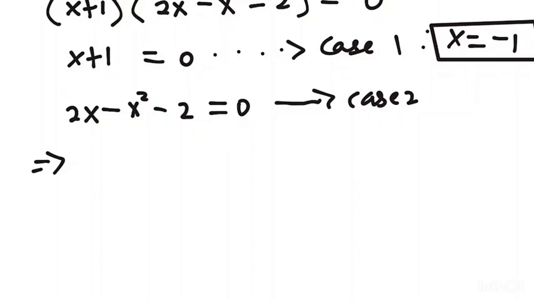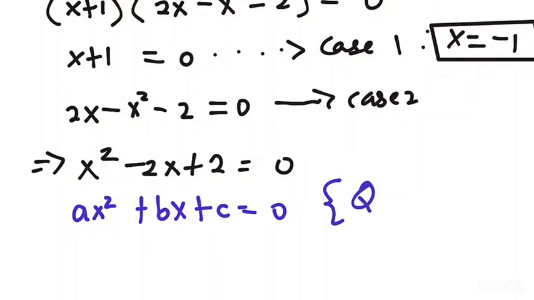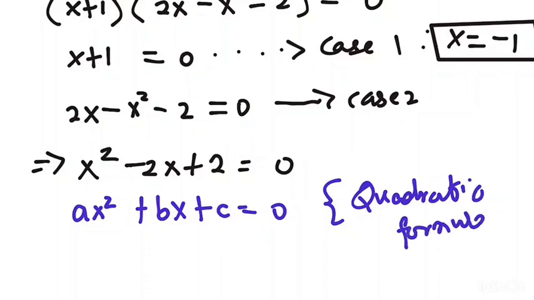So therefore, this means that we are going to transfer everything to the right hand side. Then minus 2x, plus 2 equals 0. Alright, so from here we can now compare this with the quadratic equation ax squared plus bx plus c equals 0, because we want to use the quadratic formula.